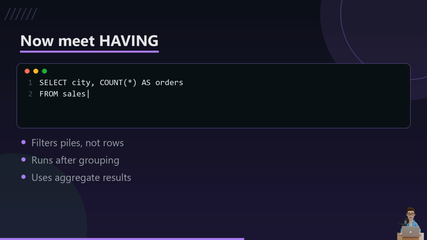So you made your piles. HAVING is the bouncer that checks each pile and keeps only the ones that qualify. Here we only keep cities with more than 100 orders. You couldn't do this earlier because that count doesn't exist until the piles are formed.